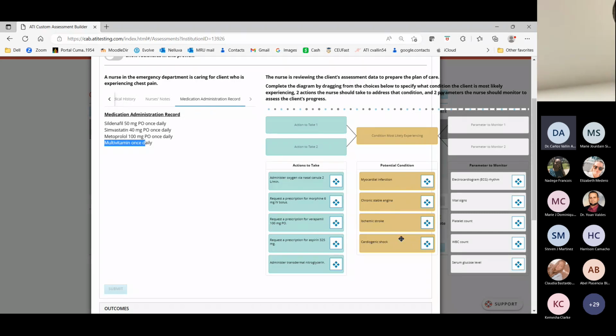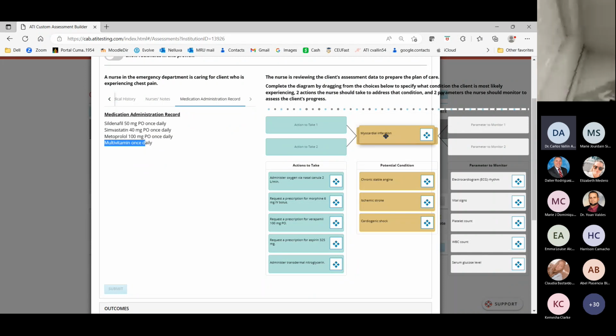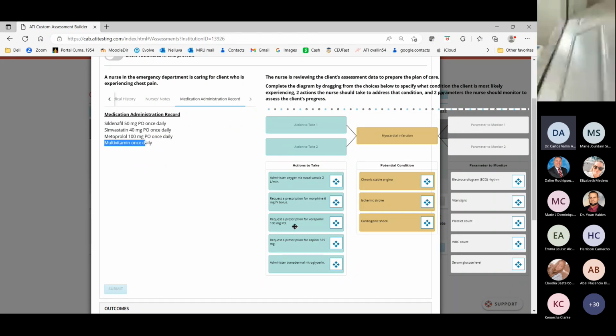Cardiogenic shock? No, it's not in shock. Ischemic stroke? No, it's not having a stroke. Chronic stable angina? No, this is a myocardial infarction. Do you agree, no? It's a myocardial infarction, yes, without doubt. Okay, let's see what is an action that we need to take.